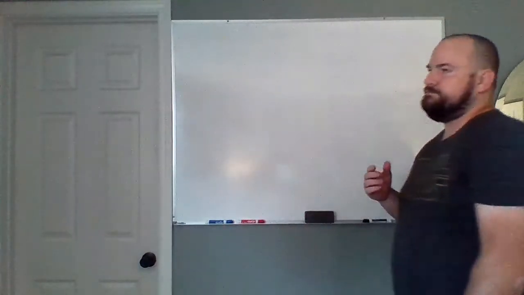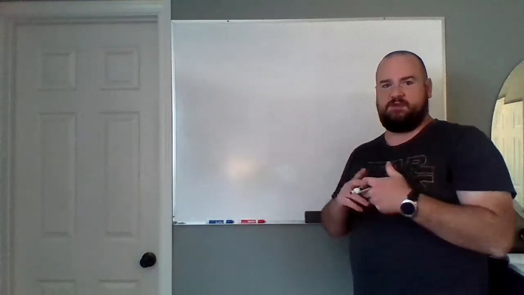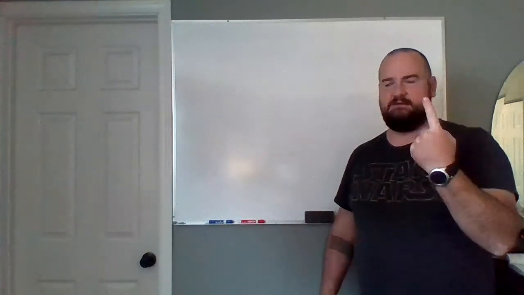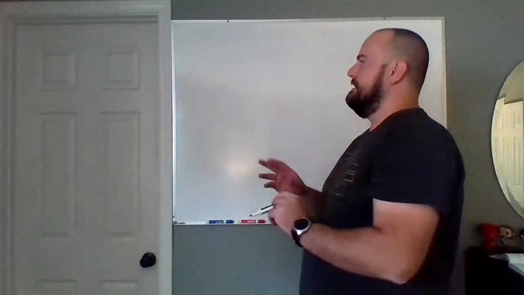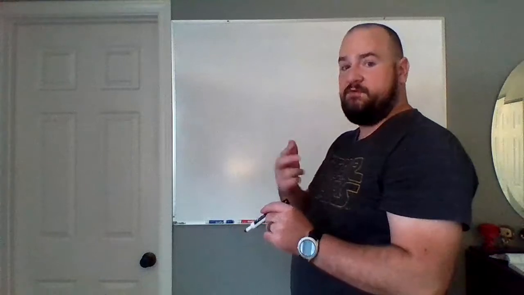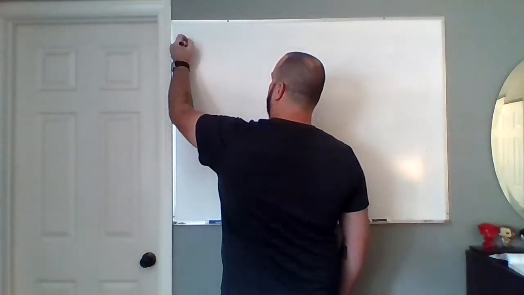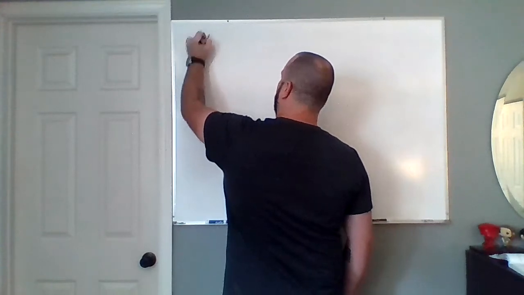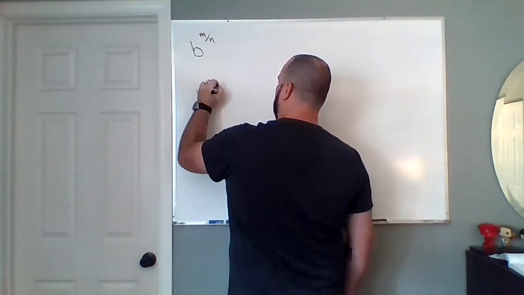Now, that's great, but that doesn't encompass all rational exponents. That only encompassed rational exponents where the numerator was 1. So what if the numerator is something else? Let's look at that. And we're going to do it twice because we can get two different things depending on what we do first. So we can have b to the m over n.